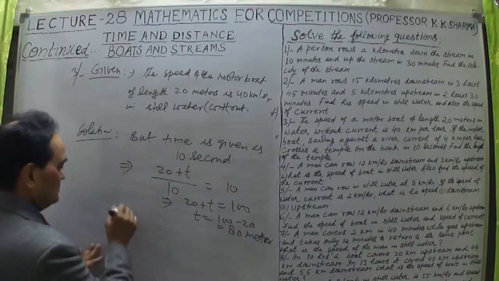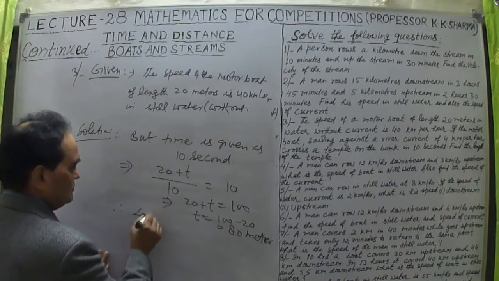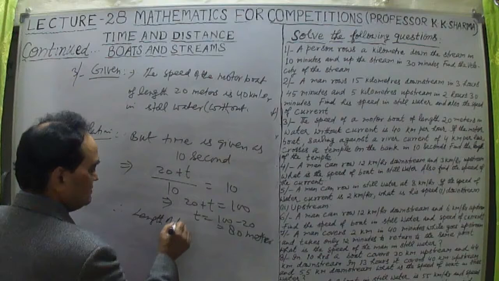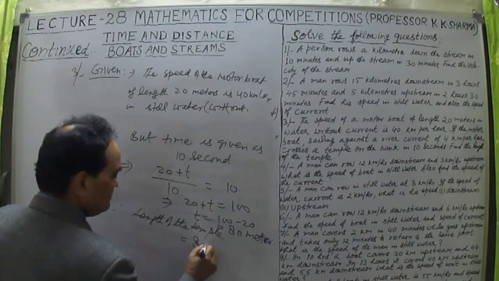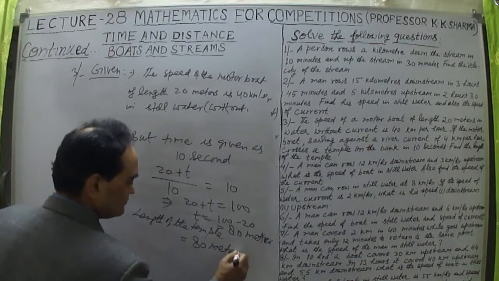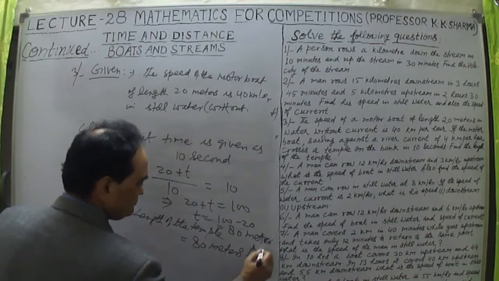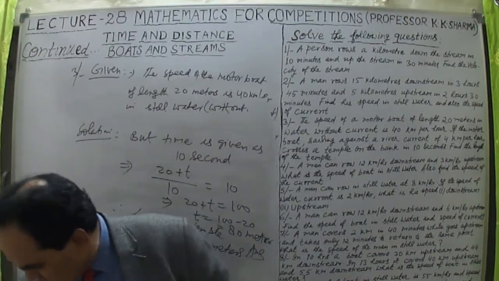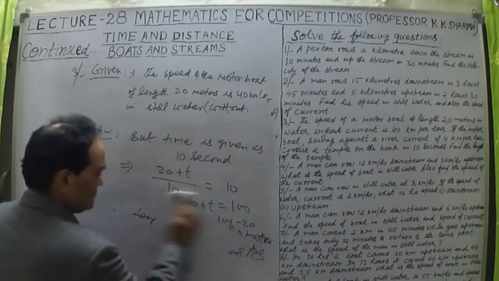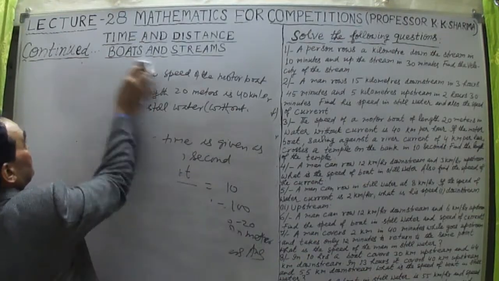And this is 80 meters length. Therefore, the length of the temple is equal to 80 meters. This is the answer. Okay. Question number 3 completed. Let us take the next question. Now question number 4.